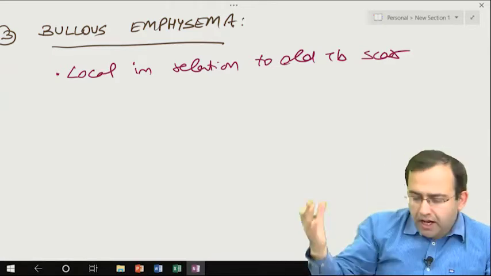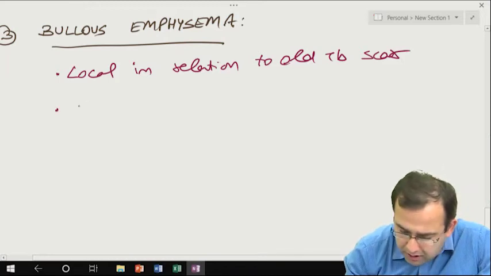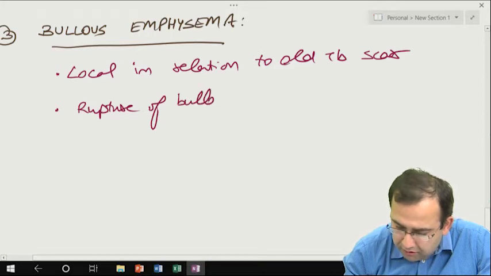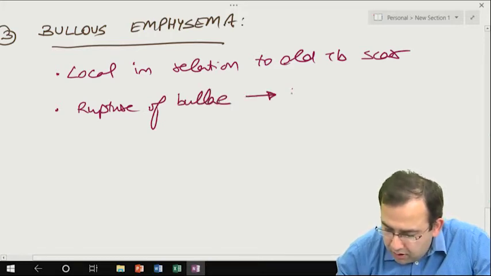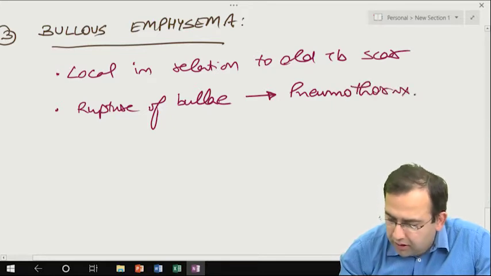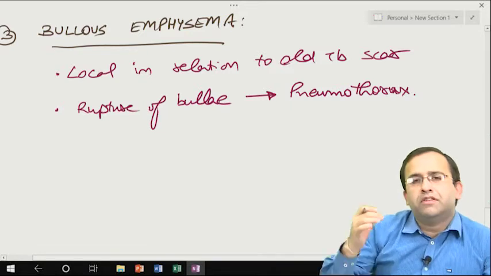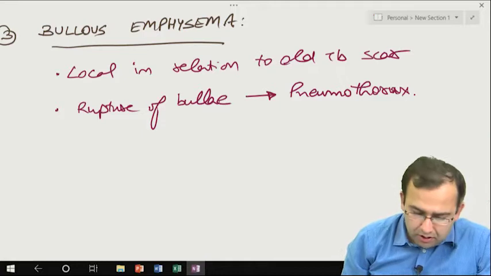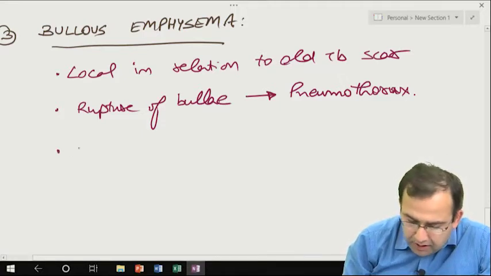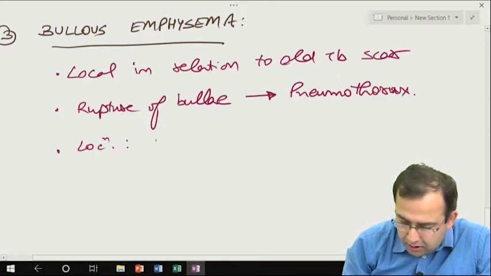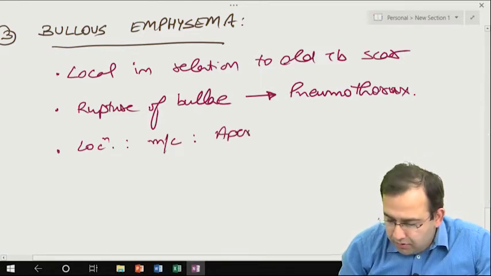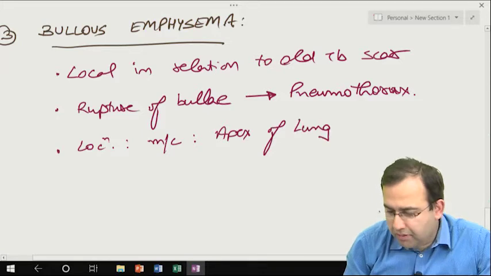These bullae can rupture, in turn leading to pneumothorax. Very obvious, if the bulla is ruptured, there is entry of air into the thoracic cavity, pneumothorax. Lastly, location. The most common location is apex of the lung.